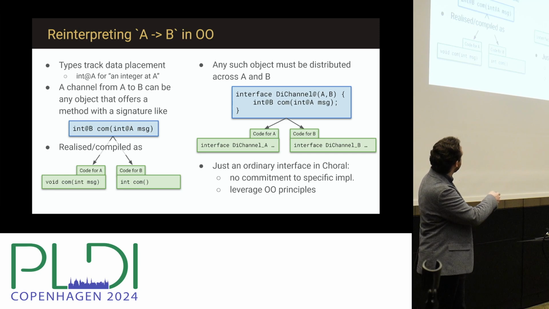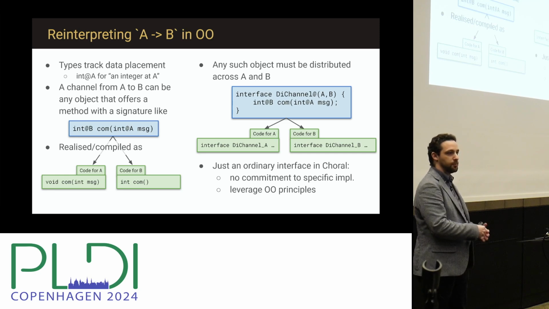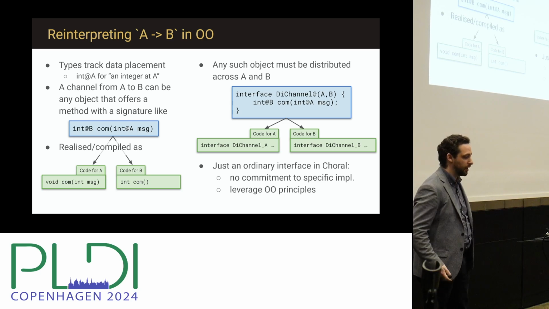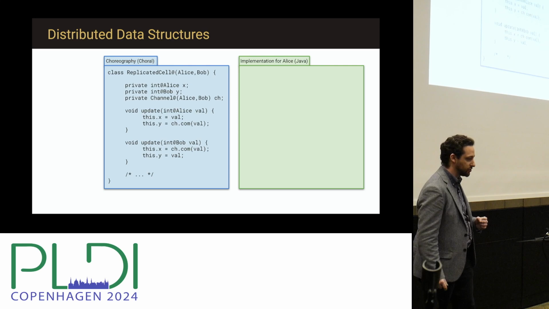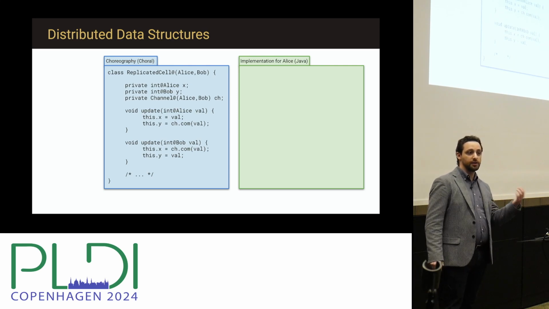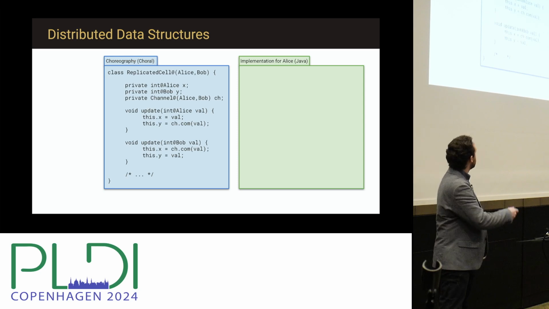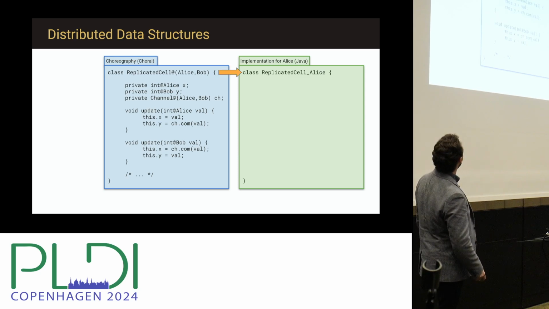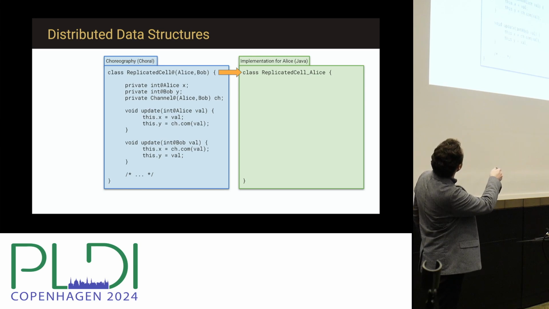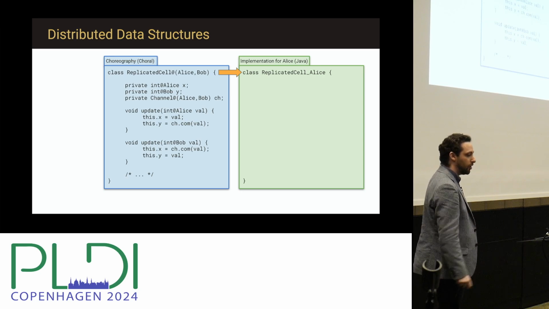Now, the interesting thing is that we have these types that can be distributed. They can talk about multiple roles and participants. And here is an example to give you a taste of Choral. It's a replicated cell. So we have this class, and I will walk you through the details while we compile it. We have this class distributed across two participants, Alice and Bob.